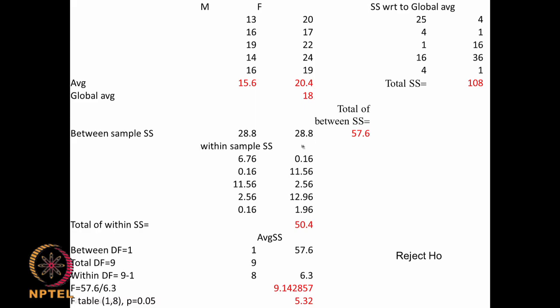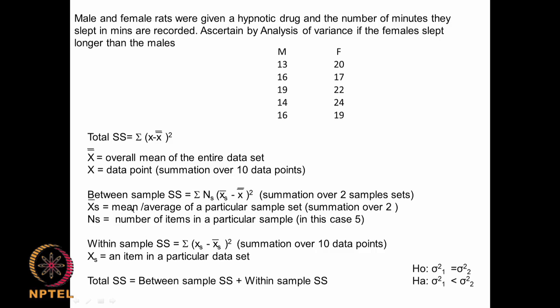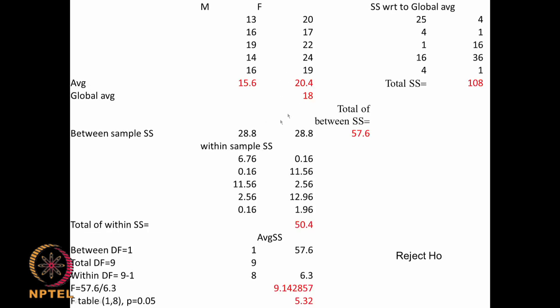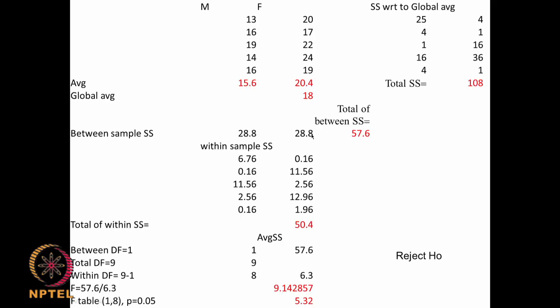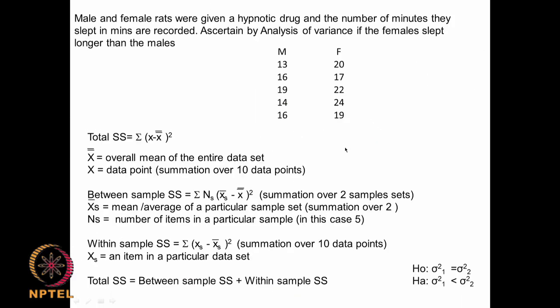Okay. So, if I want to calculate between sum of squares, between sample sum of squares, so what do I do? I subtract from the global average, in fact that is what I am doing. So, 15.6 minus 18 square multiplied by 5. Why do I need to do 5? Because there are 5 data points here, and this one how do I get? I get 20.4 minus 18, that is 2.4, square into 5, that comes out to be 28.8. So, if I add, that will give me total of between sum of squares, between the samples, understand. 2 data sets will be there only.